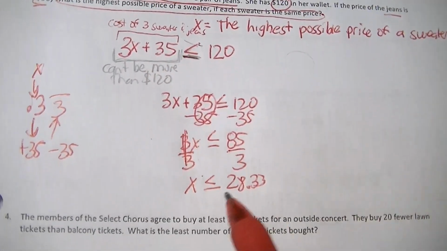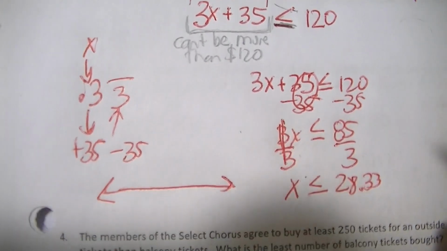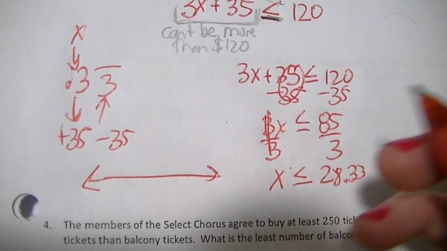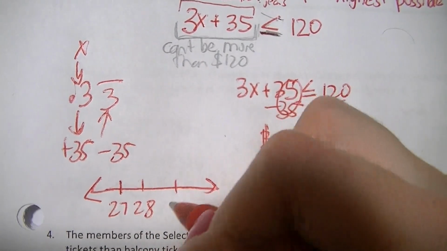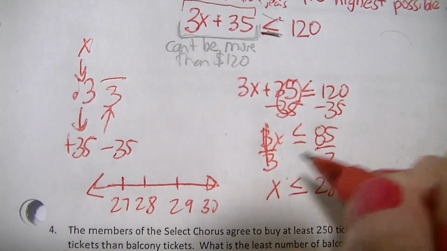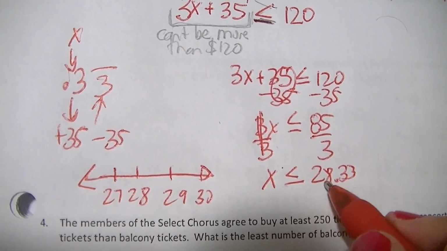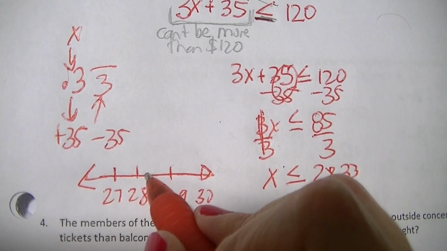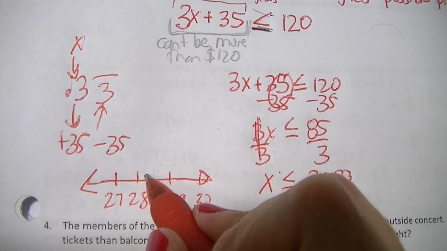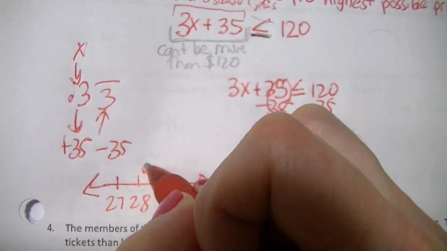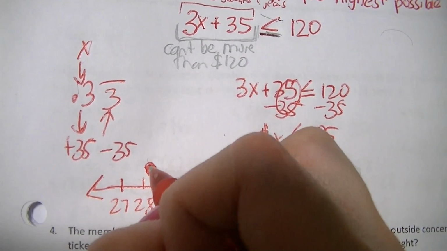So the directions said I had to also graph it, so I'm going to graph that real quick. I'm going to stick to integers. I'm not going to count by decimals or anything weird, so I'll go 27, 28, 29, 30, and so x can be any number less than or exactly equal to 28.33. So $28.33 would be about like, I don't know, this would be 28.5, so a little bit like right there maybe, approximately. And it could equal it, so that's why I'm filling it in. Or it could be less than that amount.